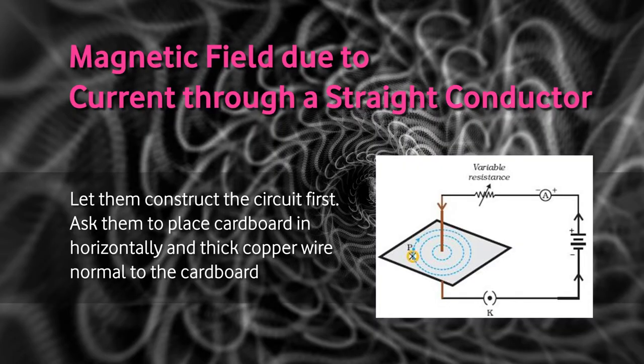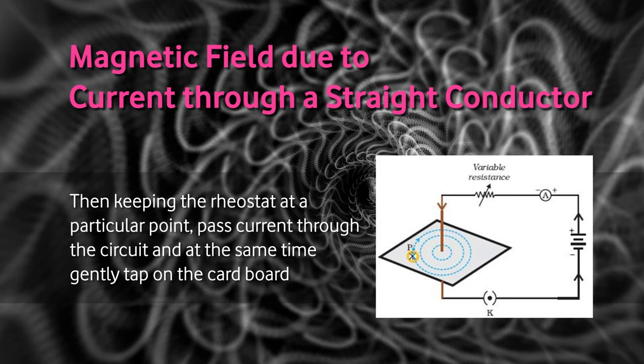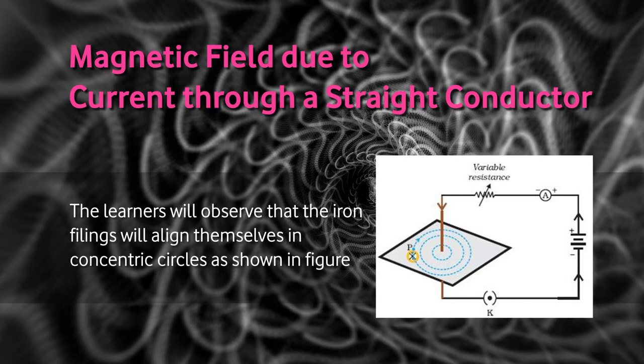First they will construct the circuit where they will place the variable resistance, ammeter, cells, key and the wire. And you ask them to put the cardboard horizontally and the thick copper wire normal to the cardboard, means 90 degrees to it. You give them some iron filings which they can spread here and there on the board. Then you keep the resistor at a particular point and pass current through it, and at the same time, gently tap on the cardboard. Slowly your learners will observe that iron filings are collected into a circular path. They will align themselves in concentric circles, as you can see in the figure.